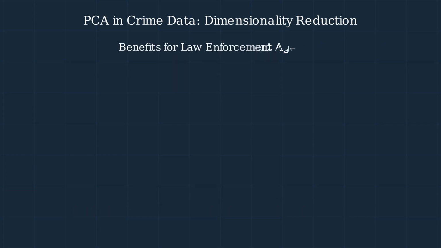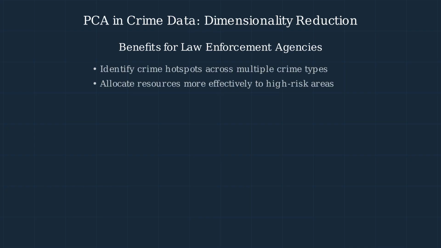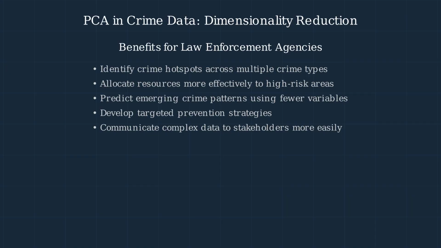PCA provides numerous benefits for law enforcement agencies. It helps identify crime hotspots across multiple crime types and allows for more effective resource allocation to high-risk areas. Agencies can predict emerging crime patterns using fewer variables, develop targeted prevention strategies, and communicate complex data to stakeholders more effectively. In essence, PCA transforms complex crime data into actionable insights that drive strategic decisions in law enforcement.